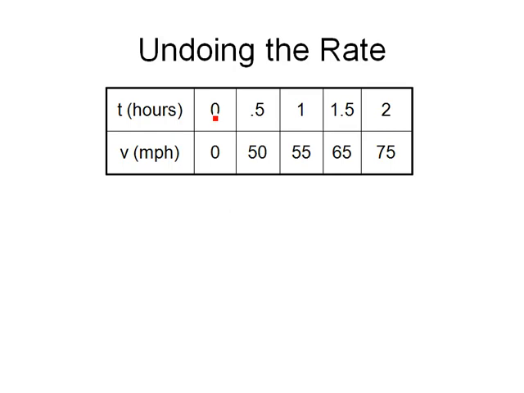So at time t equals 0, the velocity is 0. At t equals 1, it's 55. T equals 2, 75. That's exactly what we had before. But now I've gone ahead and said that after a half hour, or at t equals 0.5, the speed was 50 miles per hour, and at t equals 1.5, the speed was 65. Now let's go ahead and make those estimates again.